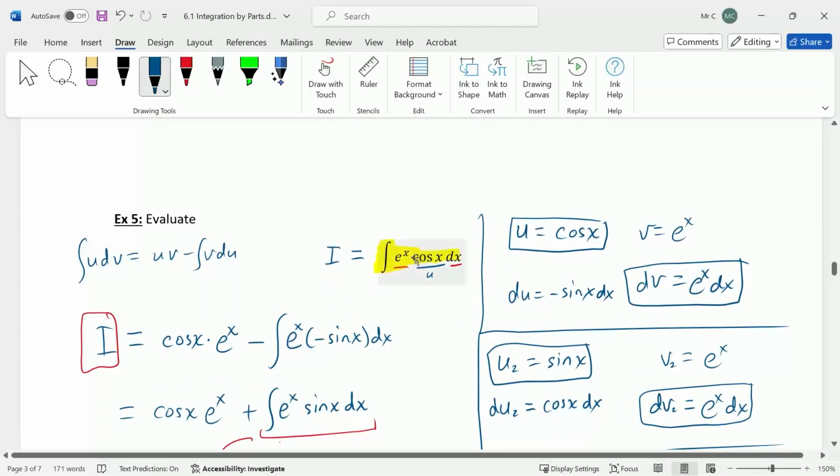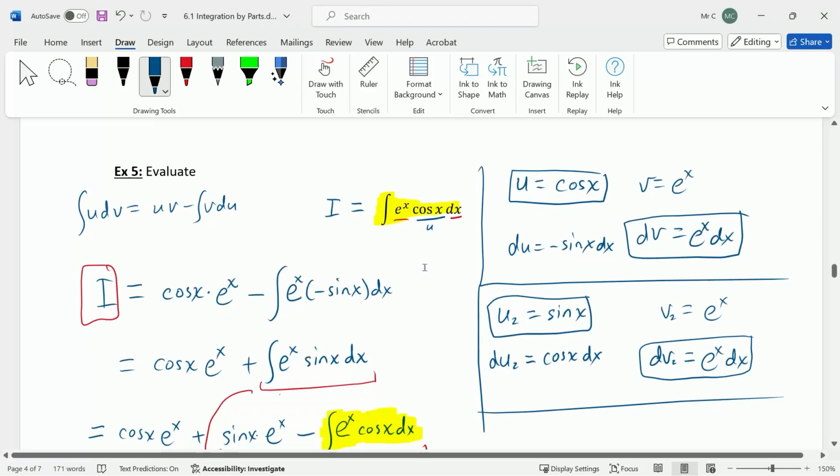And here, log expressions, no. Inverse trig, no. Algebraic, no. Trig, oh, I picked trig for u. So even though I mentioned before that in this particular problem, I could have picked either e to the x or cosine of x for u, I picked cosine of x just to be consistent with the LIATE method.